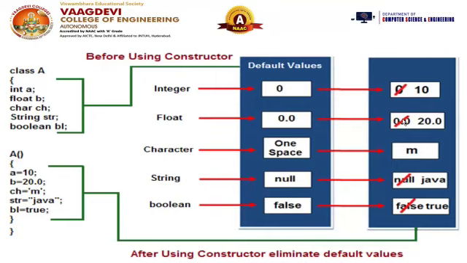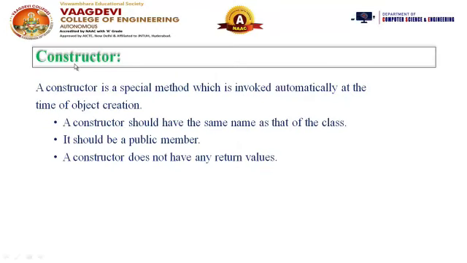Next, we move on to the constructor definition. A constructor is a special member function of a class. It is invoked automatically when the object is created. And the rules of constructors are: the class name and the constructor name must be the same. It should be a public member. A constructor does not have a return type because it cannot return a value.